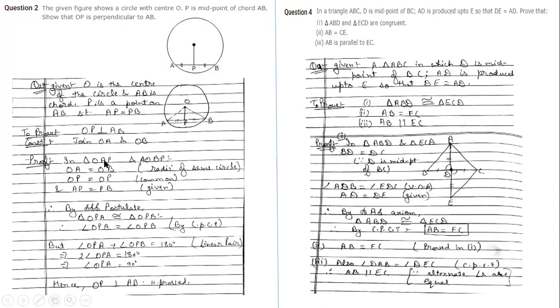The third question is the same as question number 2. So try to solve that question by yourself. Again, in that question, you have to join OA and OB and solve it.